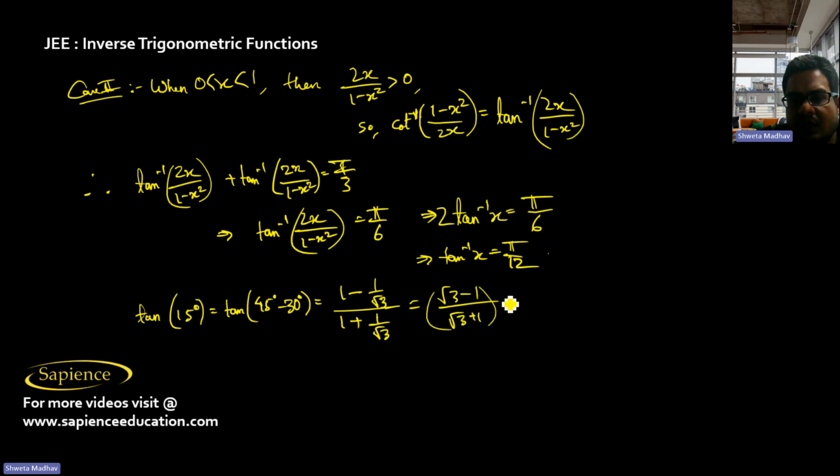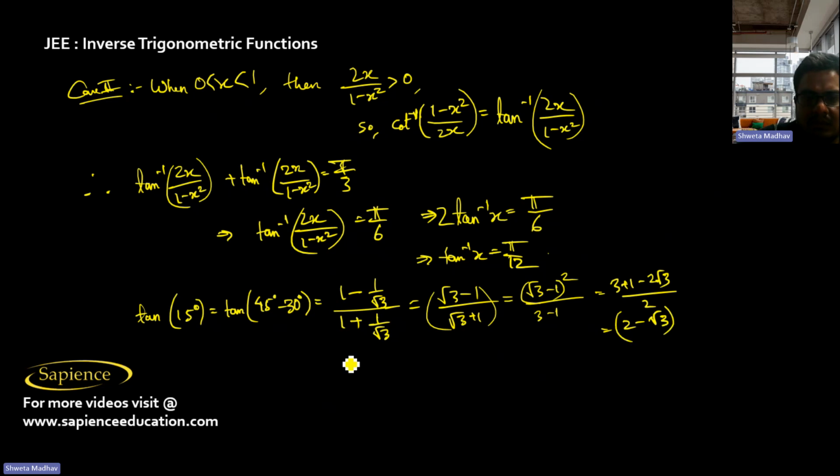And then if we rationalize it, we'll get root 3 minus 1 whole square by root 3 square minus 1. So this will be 3 plus 1 minus 2 root 3 by 2, so this will be 2 minus root 3. So tan 15 degrees is 2 minus root 3, which is the same as tan inverse of 2 minus root 3. So it means x is 2 minus root 3 here.